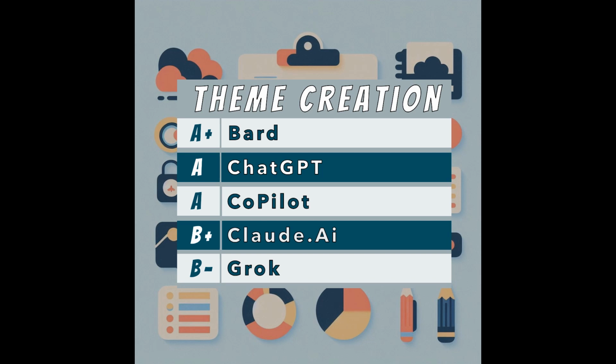ChatGPT and Copilot did all right. They both earned an A. Claude AI did okay. I'd give it a B+. And to be honest, the responses that came out from Grok were pretty basic and were not that helpful. So I ended up giving it a B-.